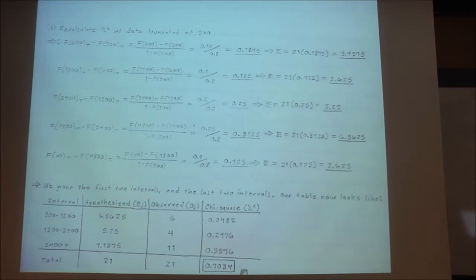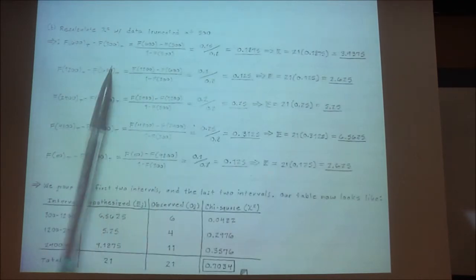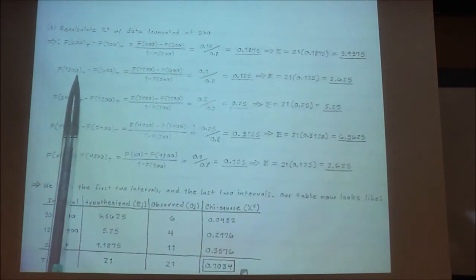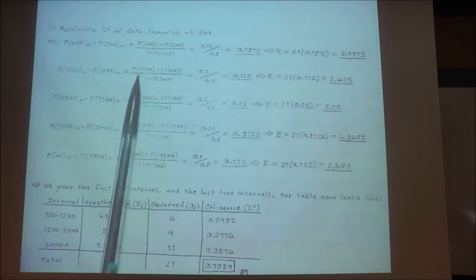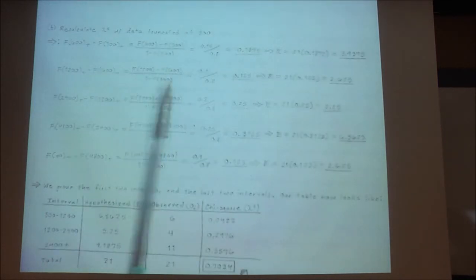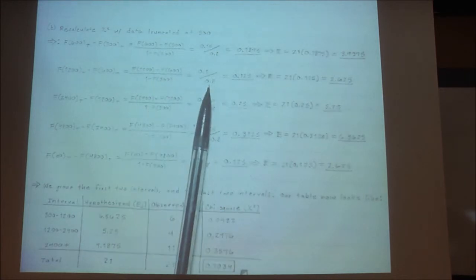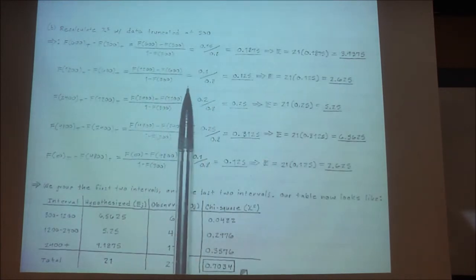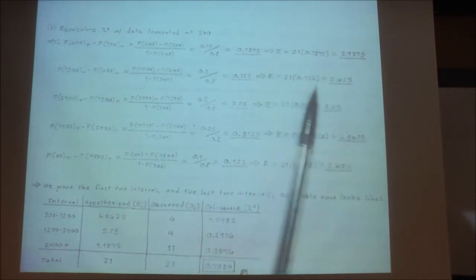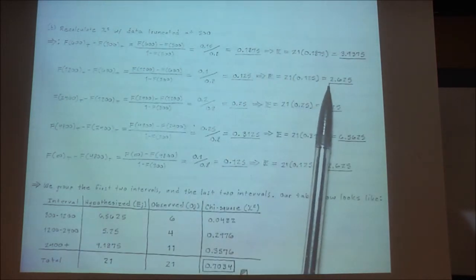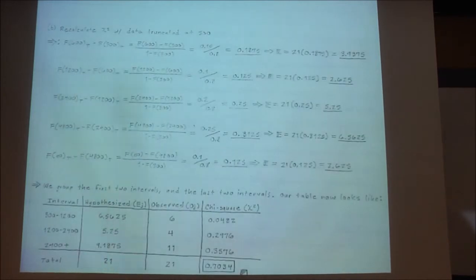Alright. You do the same thing for this. Your new interval with the truncation from 600 to 1200 is your original 600 to 1200 interval probability divided by the probability that you're above 300 to start with, 0.125. You multiply that by 21, and you get your expected number in the new interval from 600 to 1200 is 2.625. Do that with the rest of these.